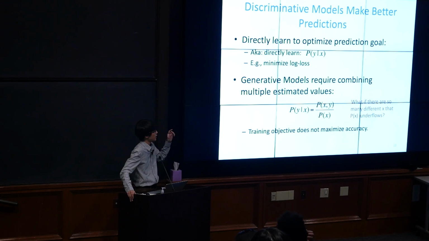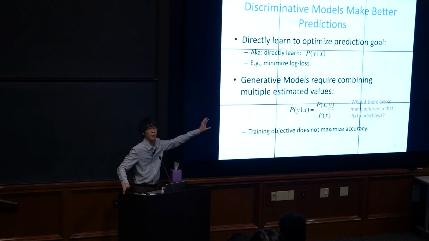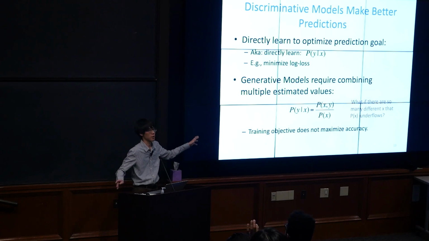So because of that, it's going to try its best to model x comma y, and it's going to try its best to model the probability of x, but there's no guarantee that the probability of y given x from that is going to be the best possible performance or the best possible accuracy.